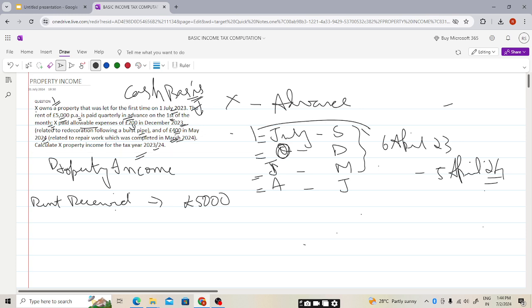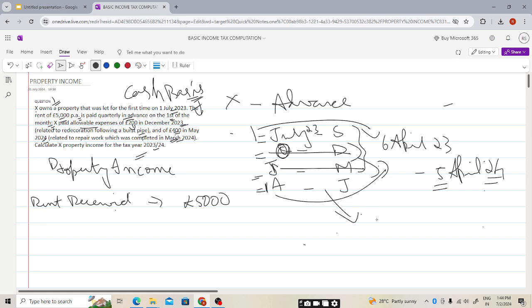1st July falls under the tax year starting 6th April 23. 1st October falls in the same tax year, 1st January also the same tax year. 1st April, our year end is 5th April, so 1st April also falls in this tax year. But the income is for the next year.